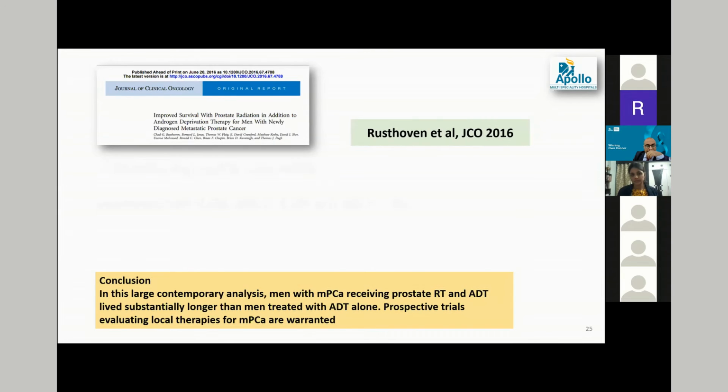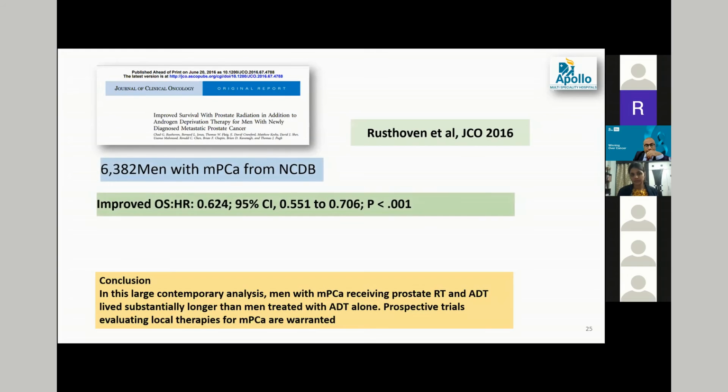And this is a data, the big data from National Cancer Database, 6,382 men's data, which was published in JCO. And they have shown improved overall survival if we treat the metastatic disease, if we target the local, if we offer local treatment. And they concluded that in this large contemporary analysis, men with metastatic prostate cancer receiving prostate RT and ADT lived substantially longer than men treated with ADT alone.